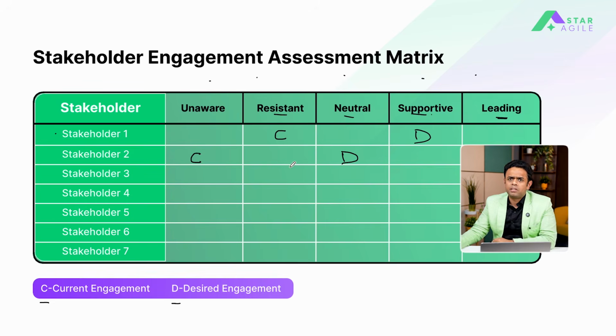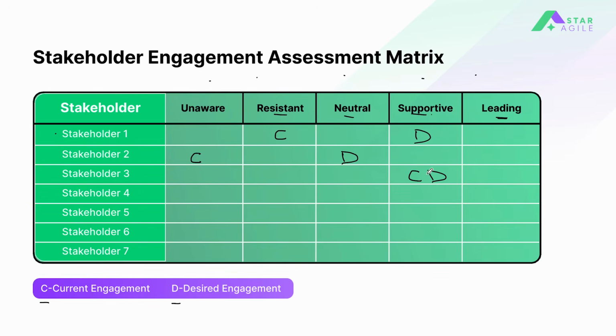Sometimes the C and D will be in the same vertical because you are contented with the current level of involvement. For example, in stakeholder 3, I understand that this stakeholder is currently supportive and I am happy with his role of being supportive. I don't want to be greedy. I don't want him to be leading, but I am happy with this guy continuing to be supportive. So C and D we will put in the same column. That means whatever you are doing to that stakeholder, continue doing. Good job. Maintain this momentum so that he is supportive.